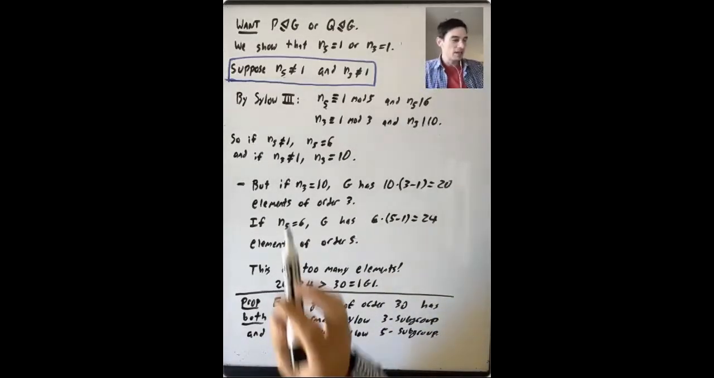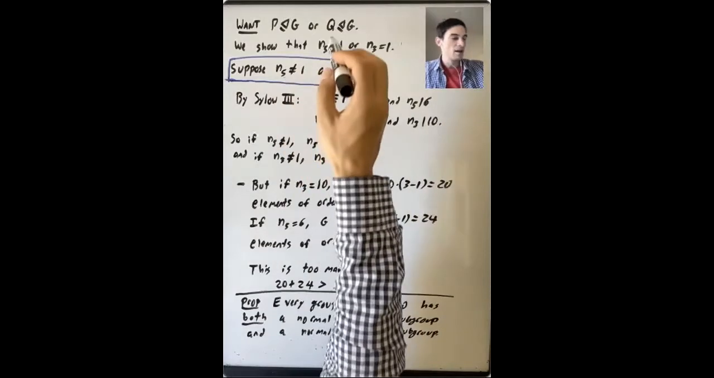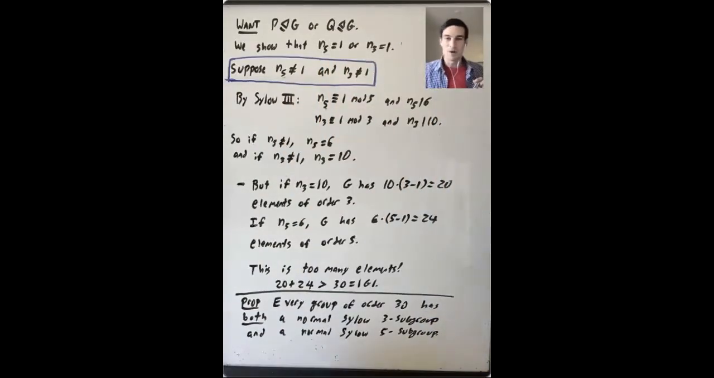So it must be the case that either n5 is 1 or n3 is 1. And because of the argument we saw earlier in the video, if one of them is 1, the other is 1 as well. So we have shown that every group of order 30 has both a normal Sylow 3 subgroup and a normal Sylow 5 subgroup. So not only is there a subgroup of order 15, but this stronger statement is true.